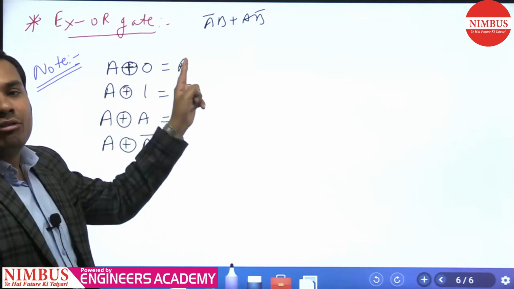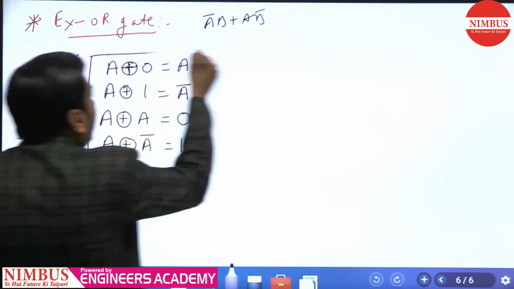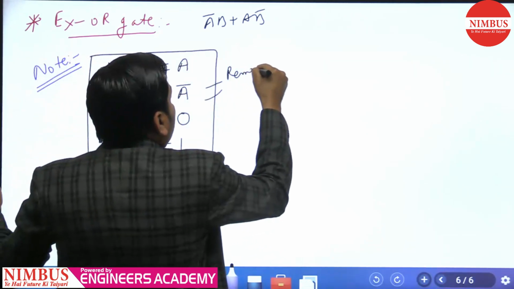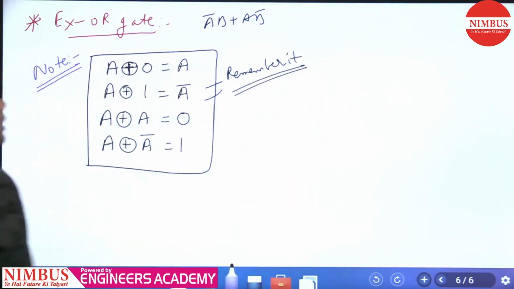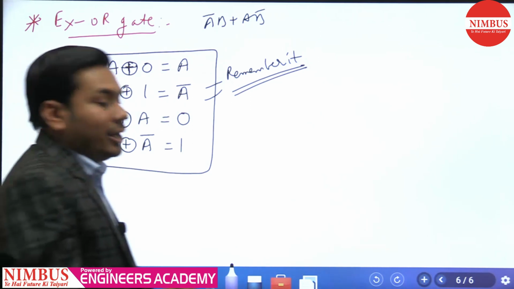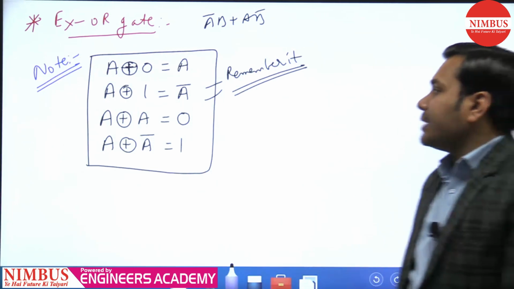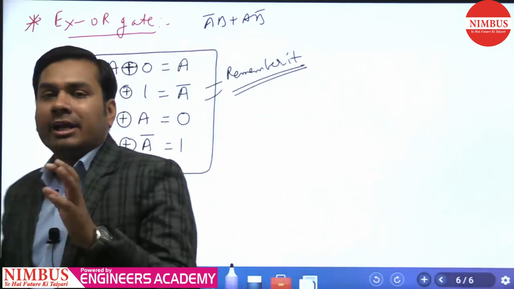For the same input, 0; for the complemented inputs, logic 1. A XOR 0 is A, A XOR 1 is A bar. You have to remember this. That is a very important note that will help you in the questions of XOR gate. A XOR 0 is A, A XOR 1 is A bar, A XOR A is 0, A XOR A bar is 1.